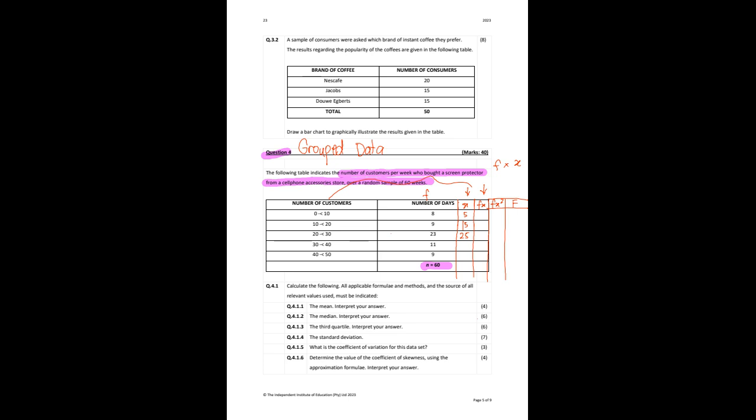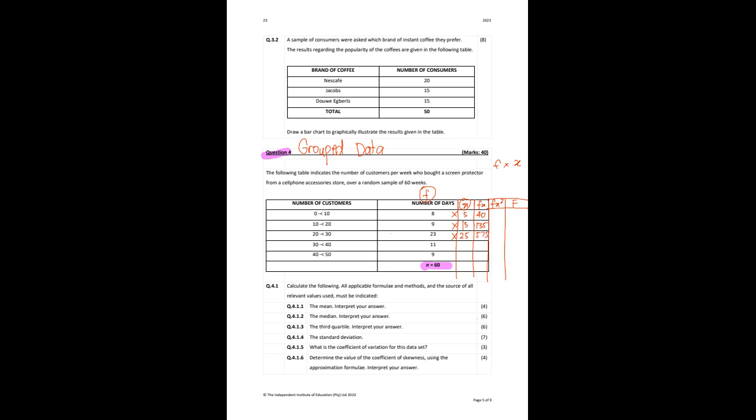Okay, so f times x is literally, here's f, here's x. It's these two multiplied. So 8 times 5 will be 40. 9 times 15. Sorry, let me just calculate that. 9 times 15 is 135. Then 23 times 25, 575. And you'll continue with those as well.